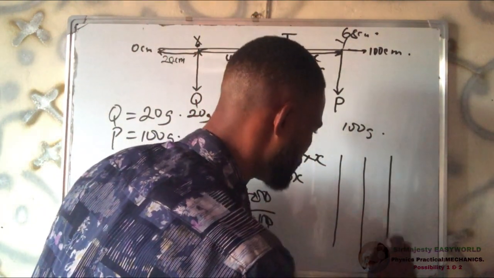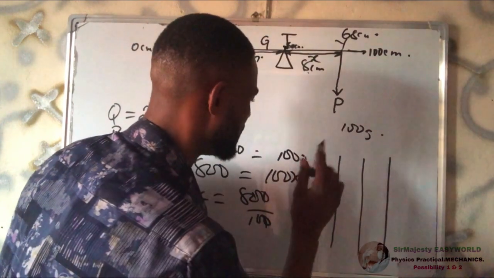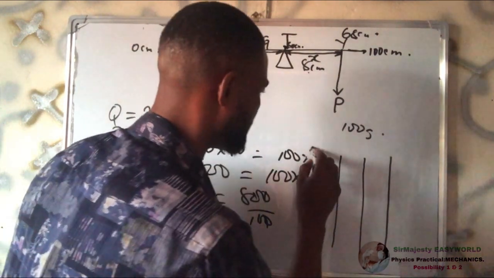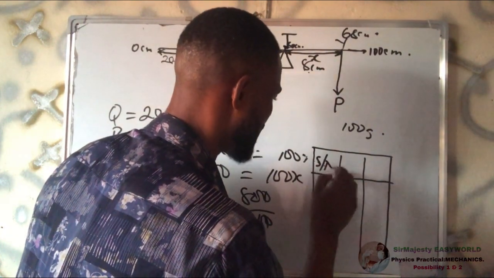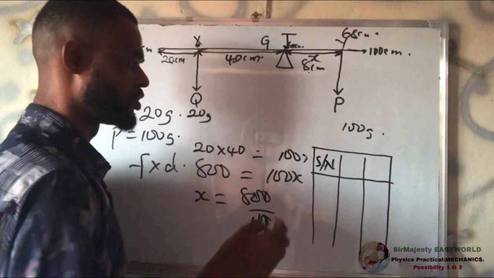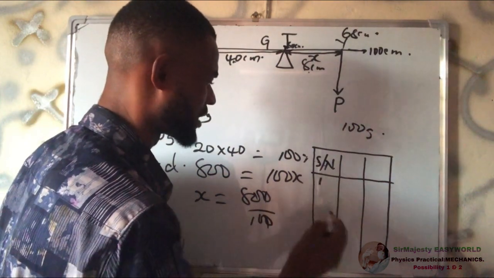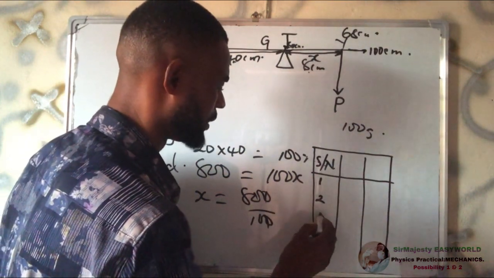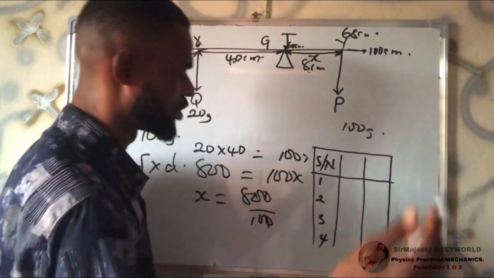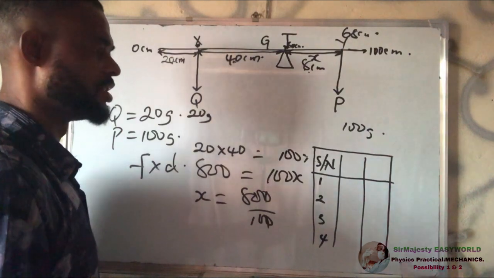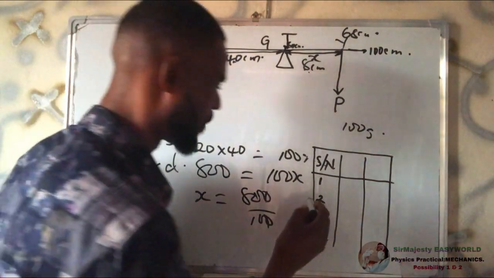Remember, you have to put a serial number. A serial number in a practical table is very important. It shows the number of times you carried out the practical. Number 1, the first time. Number 2, the second time. Number 3, the third time. Number 4, the fourth, and so on and so forth, depending on the number of times they say you should carry out the experiment.